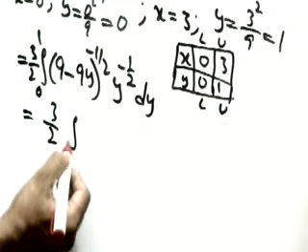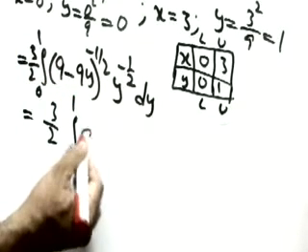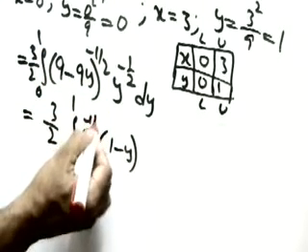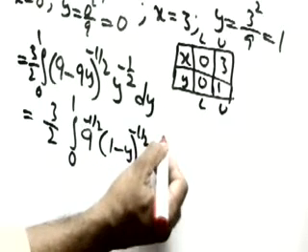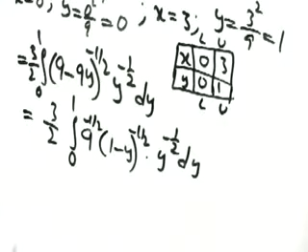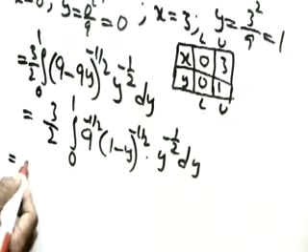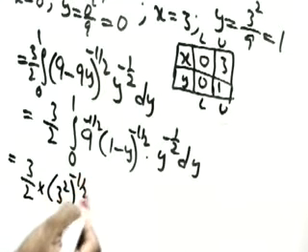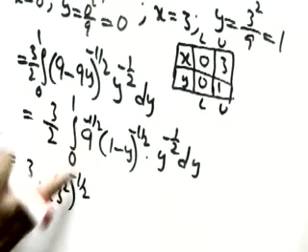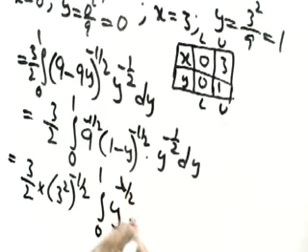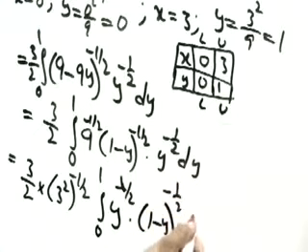So next step you see here, this is 3 by 2 as it is. Integration 0 to 1. Let me take 9 common. If we take 9 common, what is left here? 1 minus y. But this power we have to write both with 9 and this one, 1 minus y power minus 1 by 2 into y power minus 1 by 2 dy. Now you think 9 can be written as 3 square. Bring this outside. Equals 3 by 2 into 3 square power minus 1 by 2, integration 0 to 1, y power minus half into 1 minus y power minus half dy.